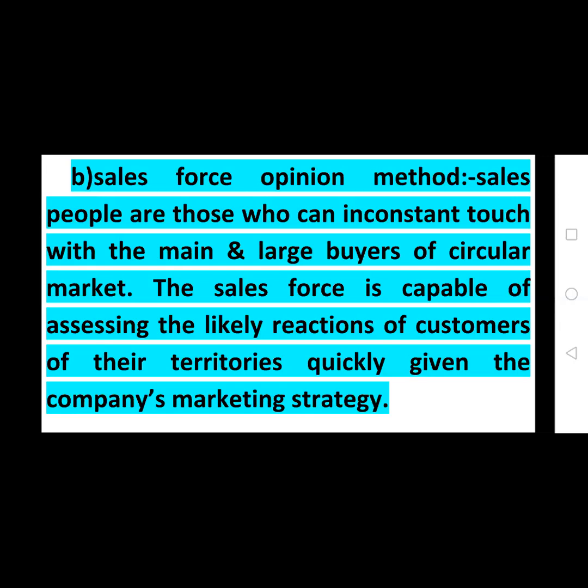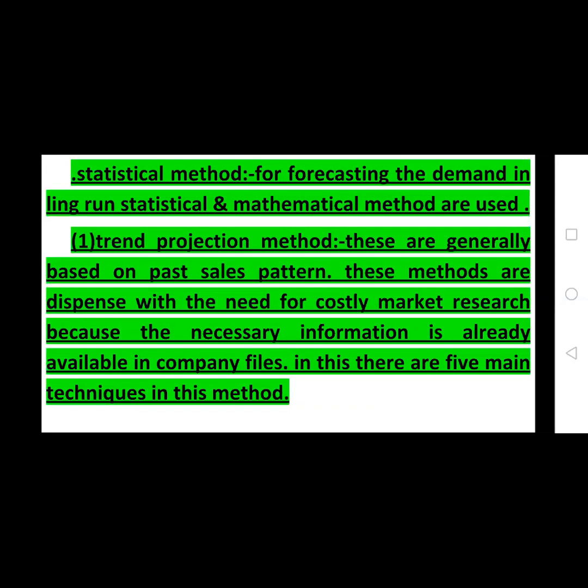With the help of this opinion collection, we estimate the future demand for a product. The second type of method in demand forecasting is the statistical method. In this method, we estimate the future demand for a product with the help of statistical and mathematical expressions. That is called the statistical method.